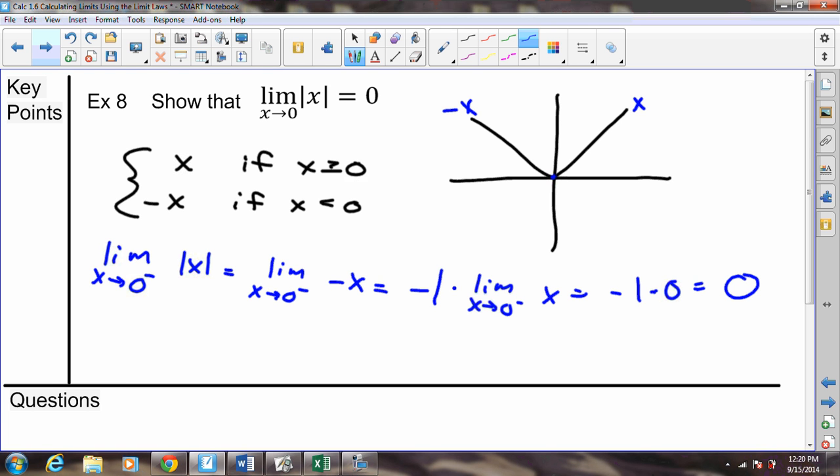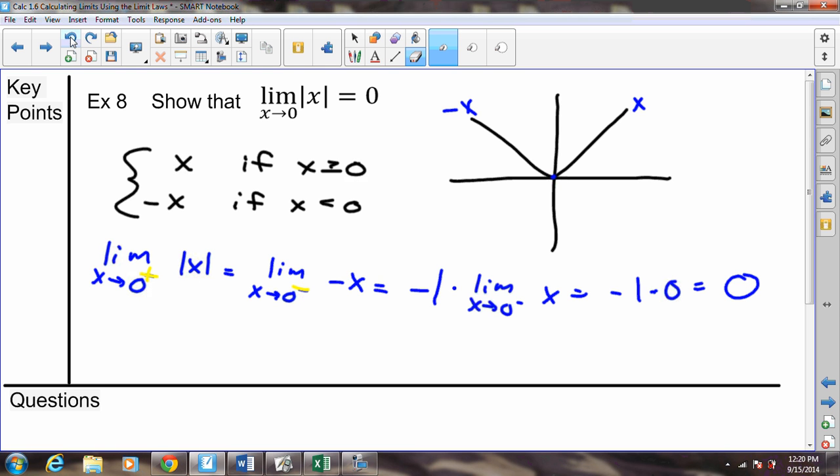That's the left-hand limit. We know if the left-hand limit equals the right-hand limit, then the total limits are the same. So if we took this piece and said, approach it from the right, approaching from the right, we would have just x.